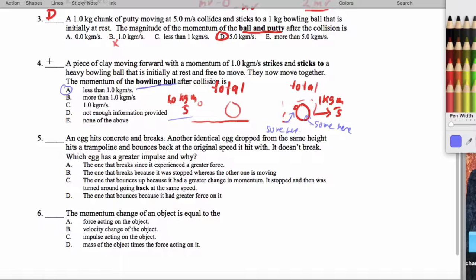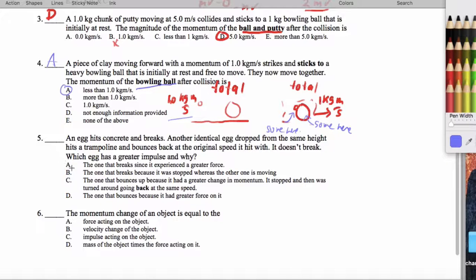So, again, you can't just read and memorize the answers. You've really got to understand that reasoning, okay? So, an egg hits concrete and breaks. Another identical egg dropped from the same height hits a trampoline and bounces back at the original speed it hit with. It doesn't break. Which egg has a greater impulse, and why?